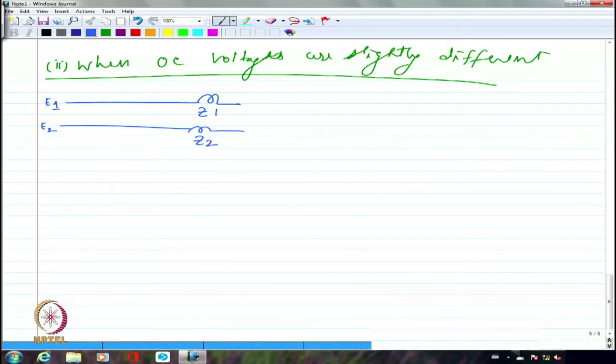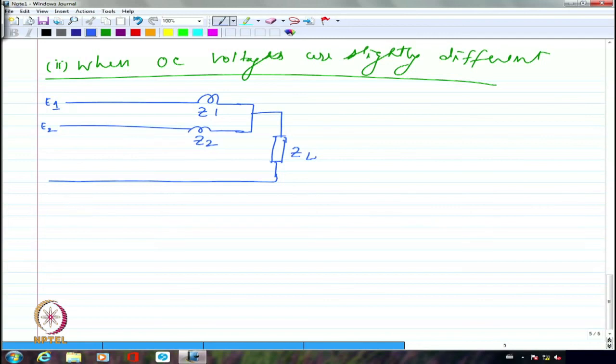And both of them are connected together. And I am going to have a load coming up here, and this is the return path. So this is ZL, right? So this is going to be VL, right? So maybe there are unequal voltage drops also through Z1 and Z2. That is why I am getting the same voltage VL across the terminal, right?